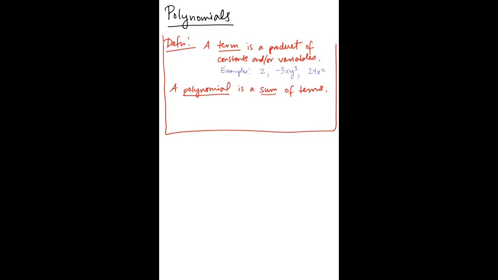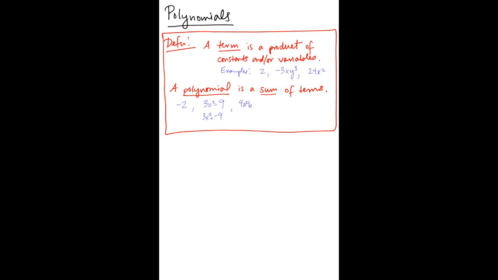And so, for example, some examples of some polynomials. Negative 2 is a polynomial. It's a polynomial with a single term. 3x squared minus 9 is a polynomial. It's a polynomial that has two terms. Notice we write minus 9, but this is really something that can be written as 3x squared plus negative 9, so it's a sum of two terms, even though it's written as subtraction.